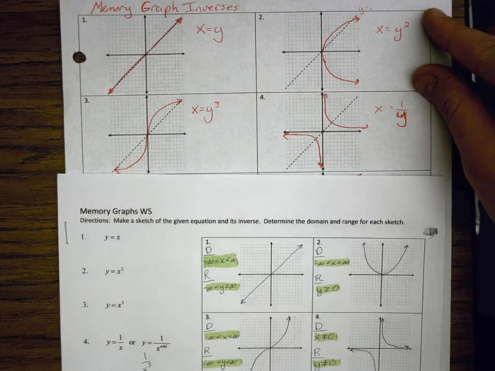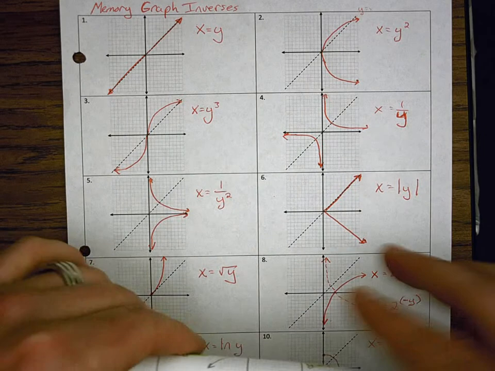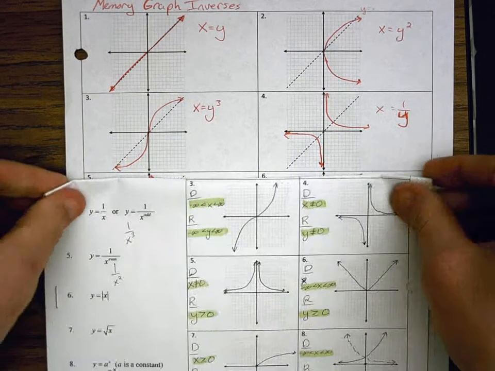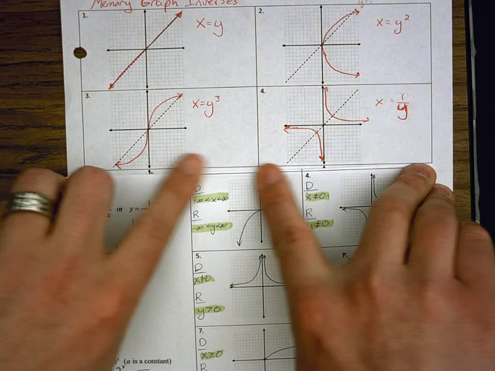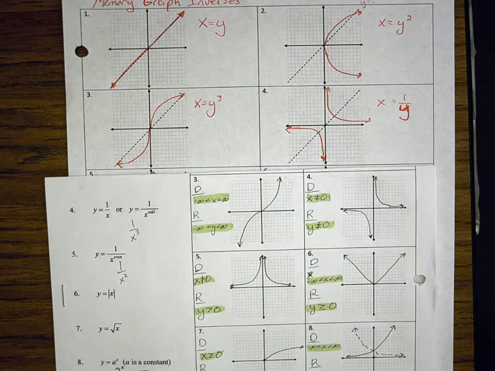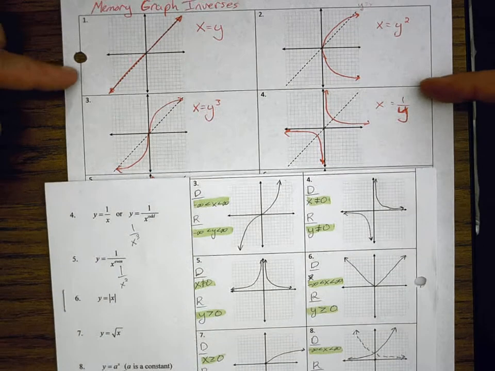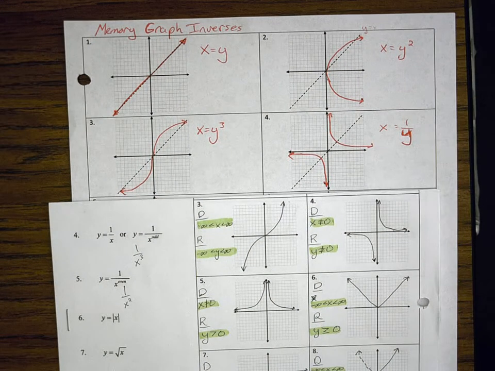Here's number 3. Do we have to draw that dotted line? I would always draw the dotted line, yeah. It'll help you see where the graph goes. These are the inverses. Up above. At least making sure you got this.